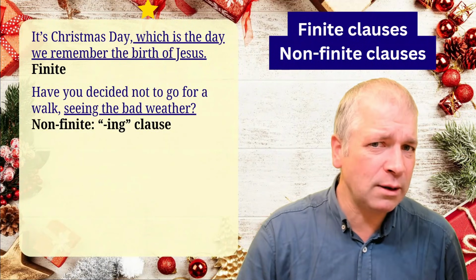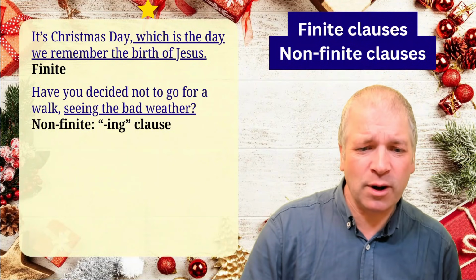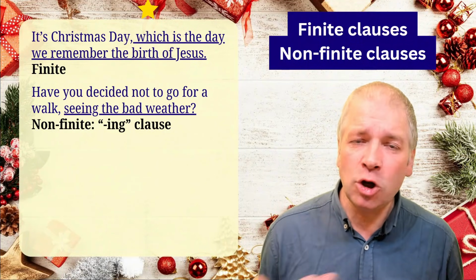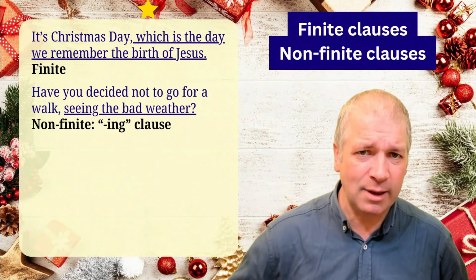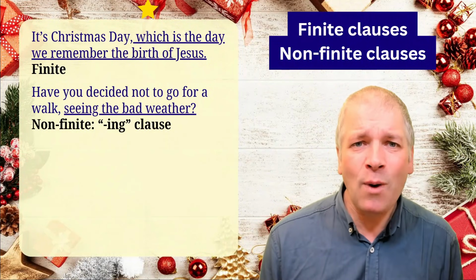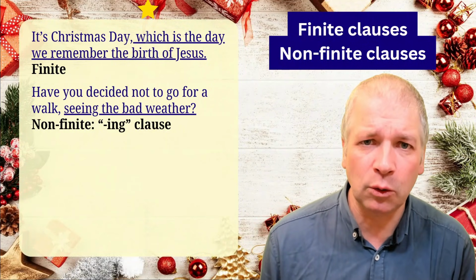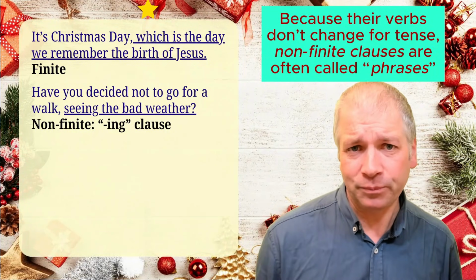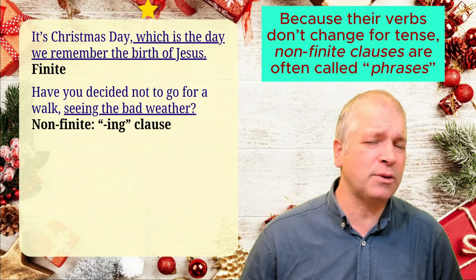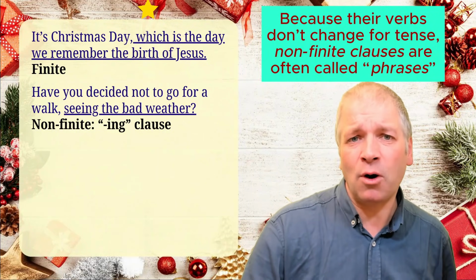But not all of the examples do this. If we take this interrogative, have you decided not to go for a walk seeing the bad weather? Well, seeing the bad weather is non-finite. Here we change the verb see into seeing. But it's always going to be seeing. Regardless of whether we're talking about the past, present or future, seeing doesn't change. It's an ing clause, sometimes called an ing phrase, or a present participle phrase. And this introduces some sort of action or some sort of situation that affects the rest of the sentence.